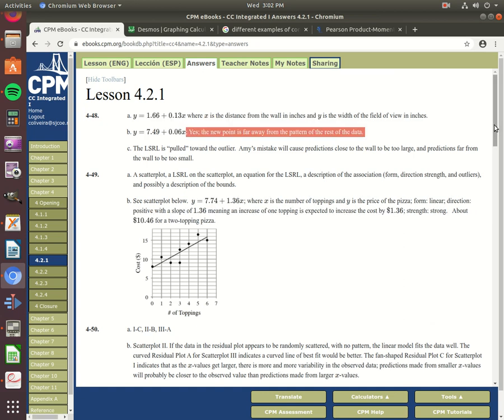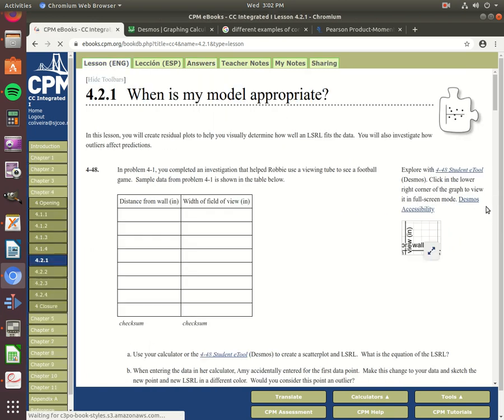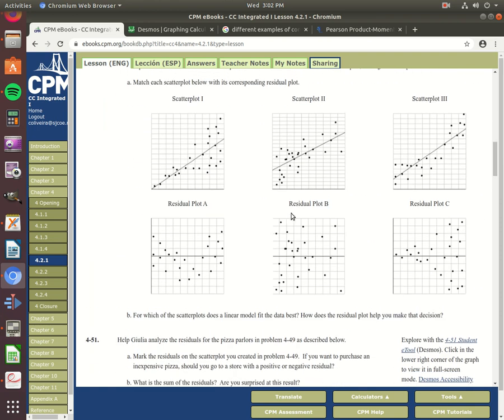So if we had grabbed our calculator and made a random scatter, points are not evenly scattered around the plot. Points can be in clusters, and there could be large gaps. However, there's no discernible trend or pattern. And again, if we look at this, we can see this is the one that we said had no discernible pattern. Well, clearly, there's some clusters here and some gaps here, but essentially what I'm saying is if you told me something landed on the left, I would have no idea what to expect. If it landed in the middle, I had no idea what to expect. If it landed on the right, I would have no idea what to expect. That's kind of what we're looking at. All right, that wraps up 4.21.